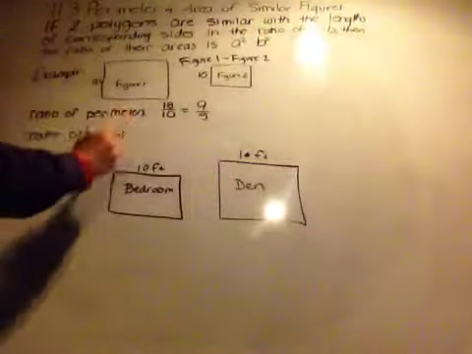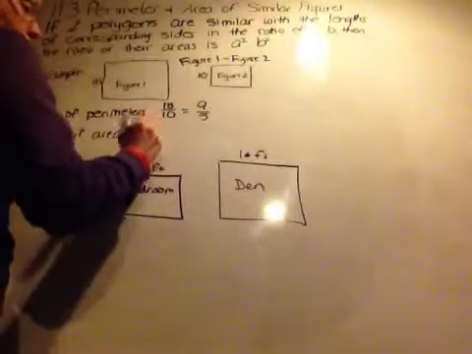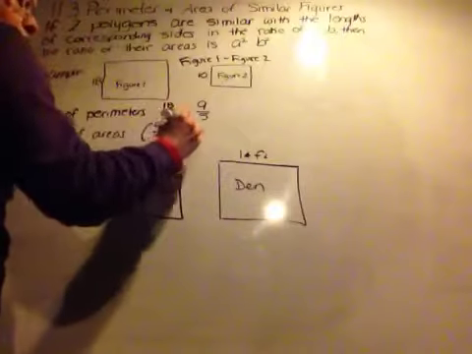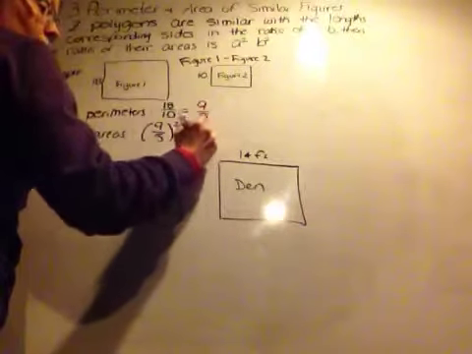To find the ratio of their areas, we're going to take the ratio of their corresponding sides, which is the same as the ratio of perimeters, and we're going to square it. And that's going to give us 81 over 25.